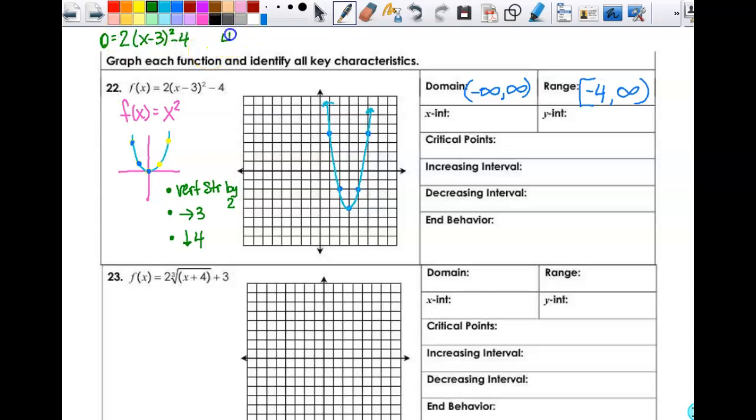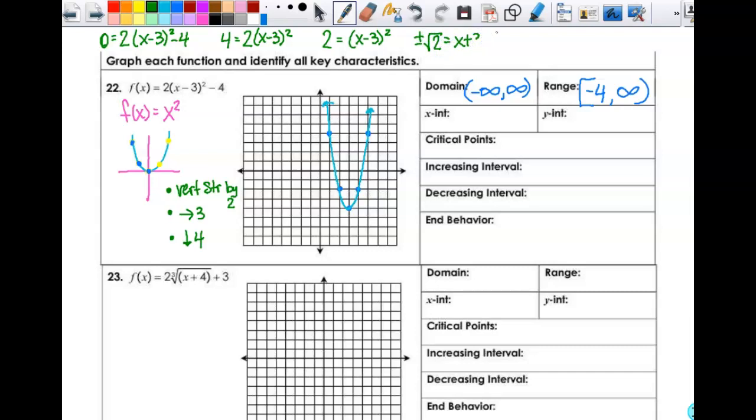So I'm going to add 4 to both sides. So 4 equals 2 times x minus 3 squared. Divide by 2, I get 2 equals x minus 3 squared. Then I need to take the square root of both sides to get x by itself. So the left hand becomes plus or minus the square root of 2 equals x plus 3.